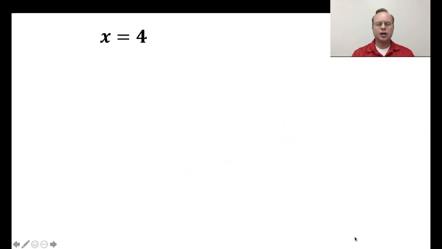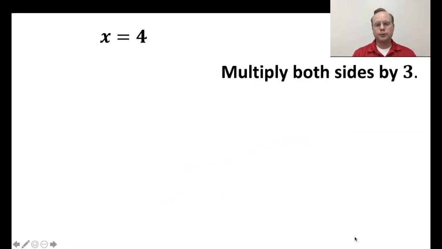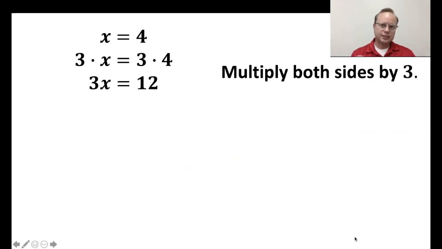So let's talk in general. x equals 4. This is just a random one I'm telling you. x does equal 4. Well, if x equals 4, what can I do to change this up to make it an equation? Well, I could multiply both sides by 3. If I multiplied both sides by 3, let's do that now. 3 times x and then 3 times 4. 3x equals 12.